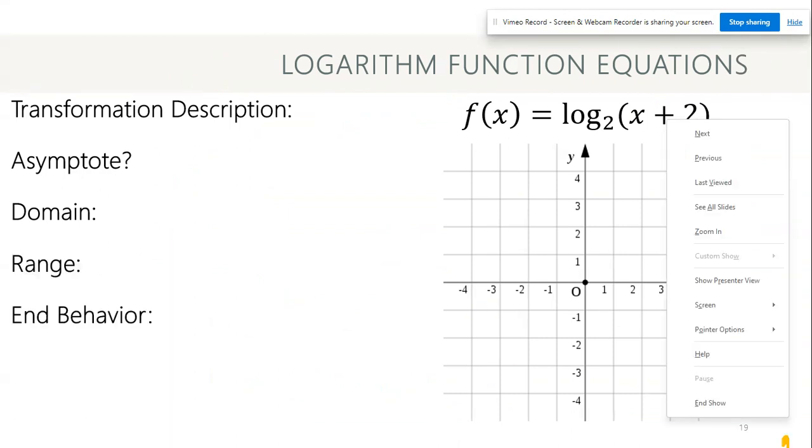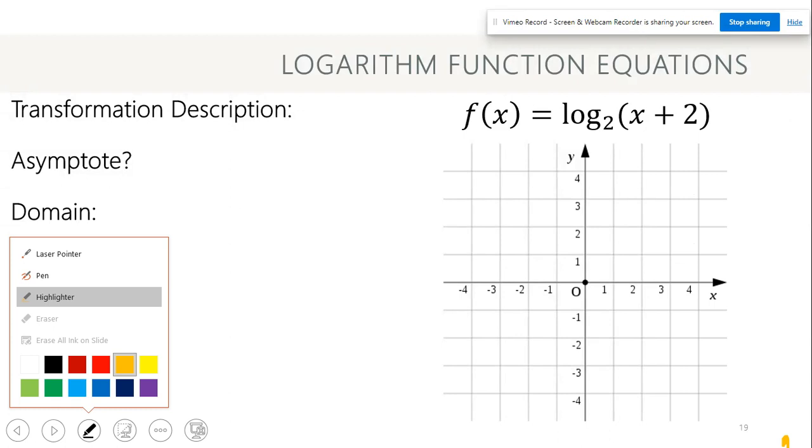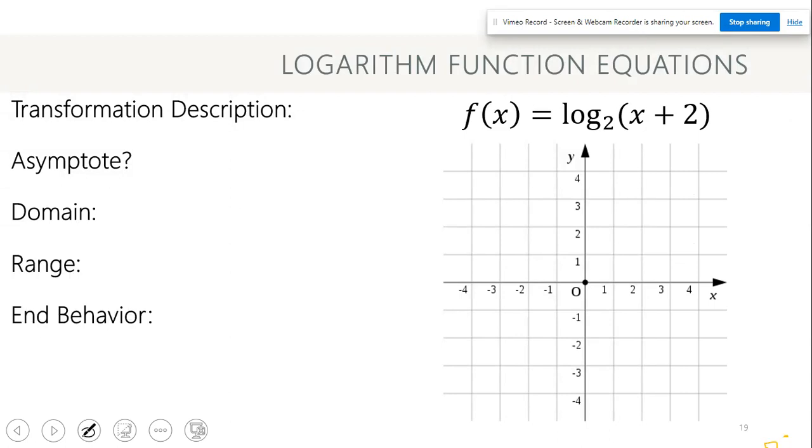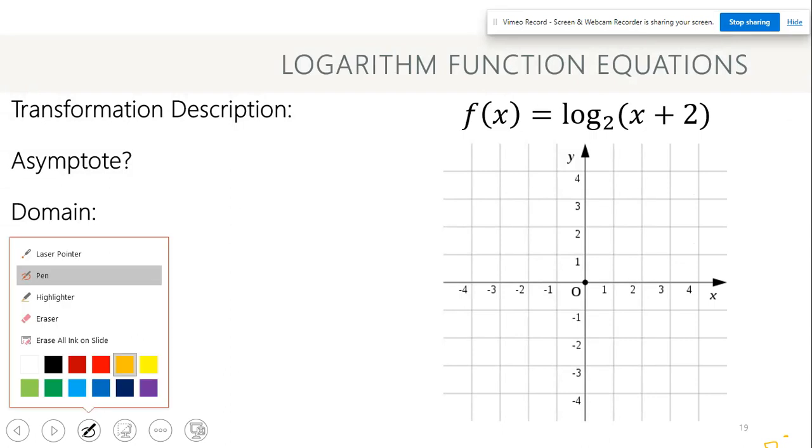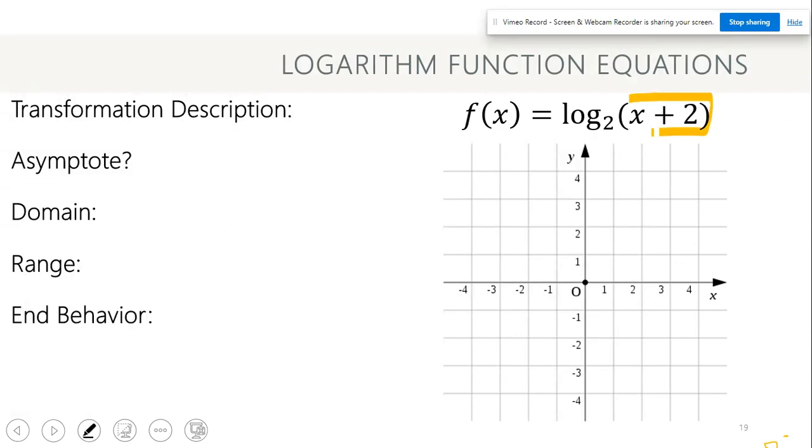We've got x plus 2 right here. Inside parentheses, that's our input. X plus 2, if we were going to describe this in words, that means we're moving to the left 2 units. There's nothing chilling out here, so there's no up or down movement as well.